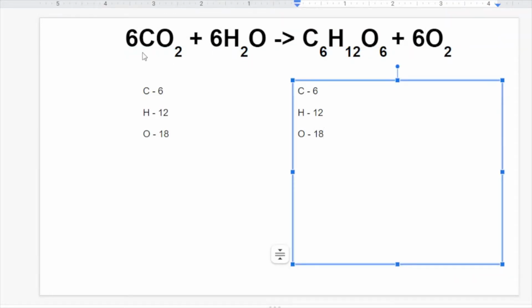A good way of remembering how to balance the photosynthesis equation my teacher taught me is it's the devil's equation, because we got 6, 6, 6. And then glucose, you just got to learn glucose.